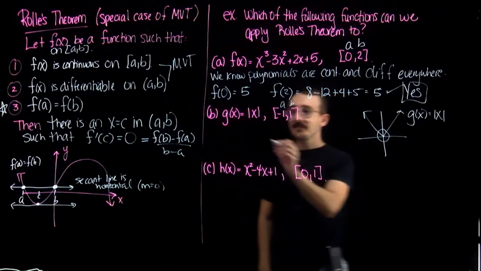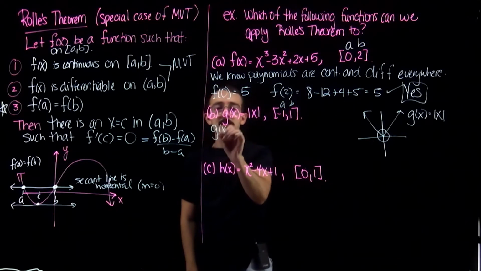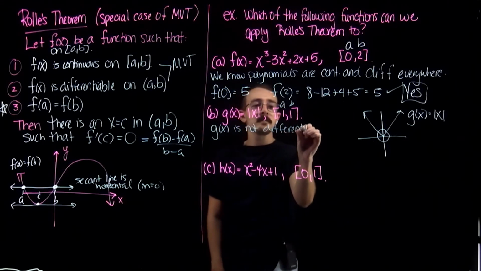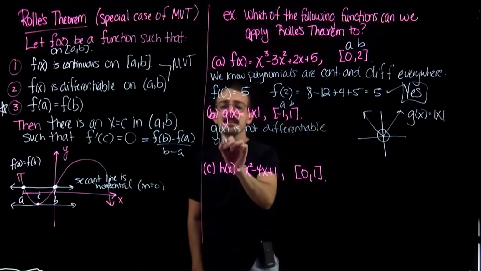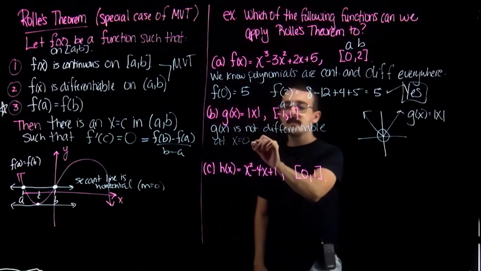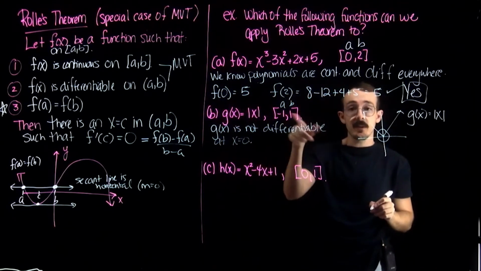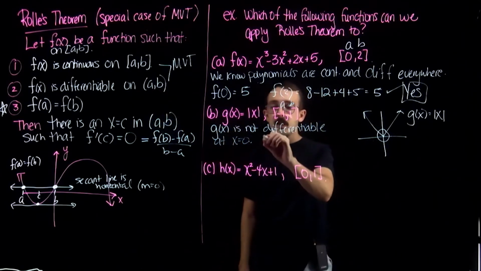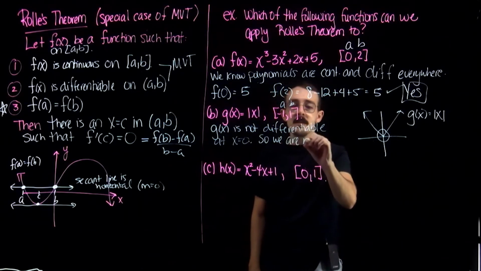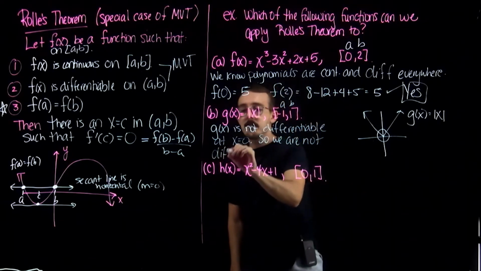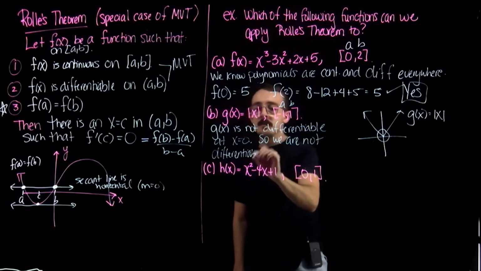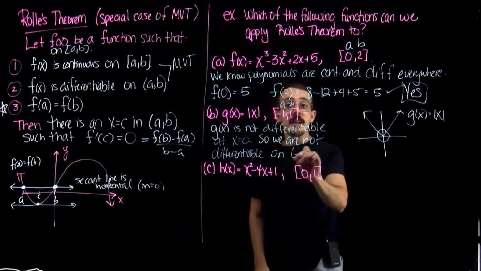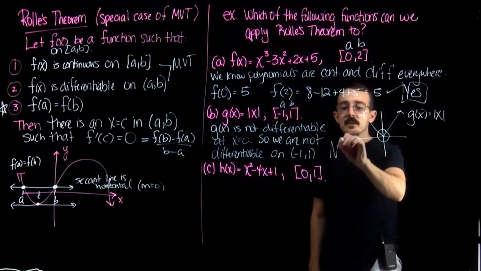It's the derivative, right? G of x is not differentiable at x equals 0. That's a problem, because x equals 0 is in our interval, and we need to be differentiable on negative 1 to 1. So we are not differentiable on the interval negative 1 to 1. So the answer here is no.